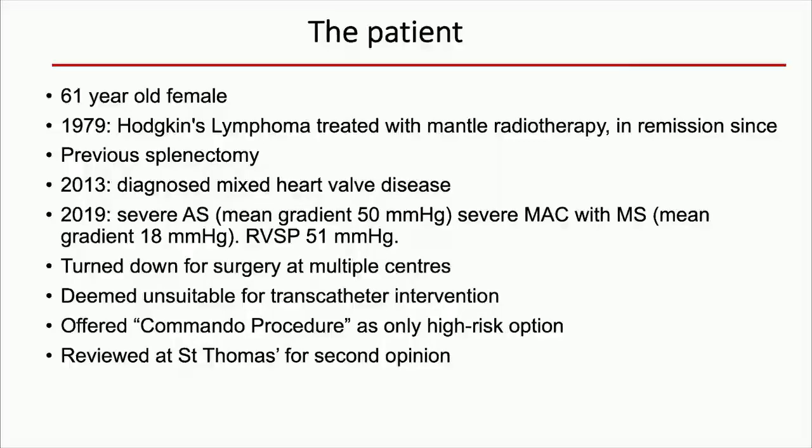So the patient in question is a 61-year-old female who has a prior history of Hodgkin's lymphoma that was treated with mantle radiotherapy. She also has a prior history of a splenectomy. She was diagnosed as having mixed valvular heart disease with severe aortic stenosis with a mean gradient of 50 millimeters of mercury, and also severe mitral valve annulus calcification and severe mitral stenosis.